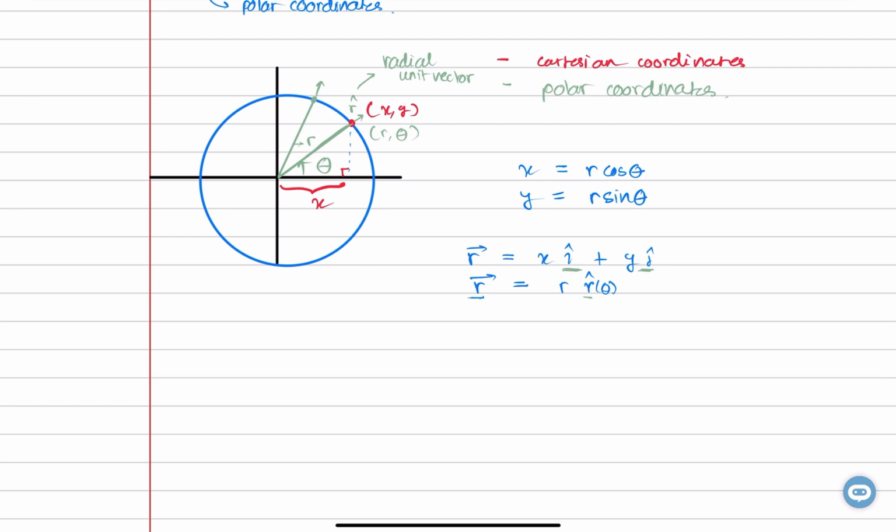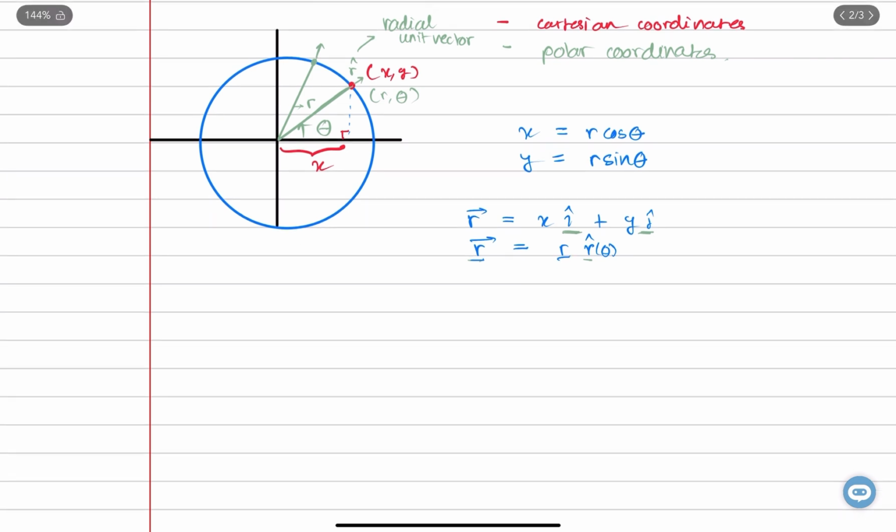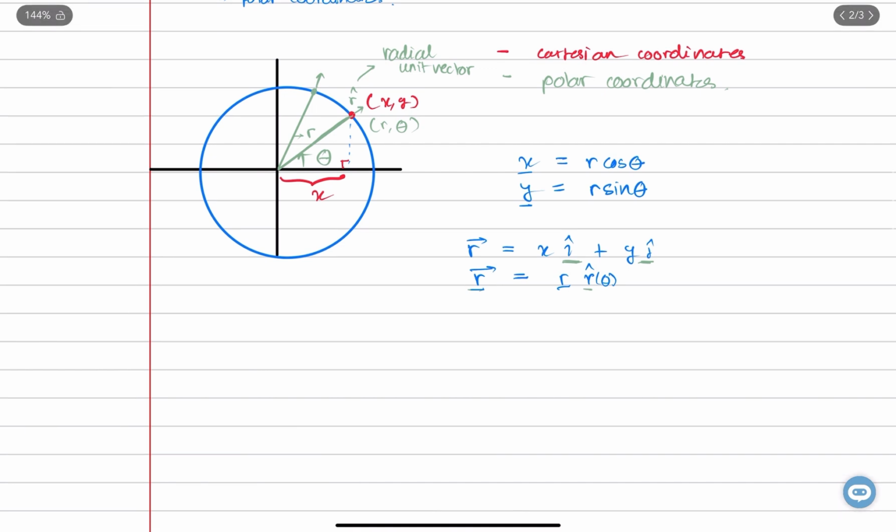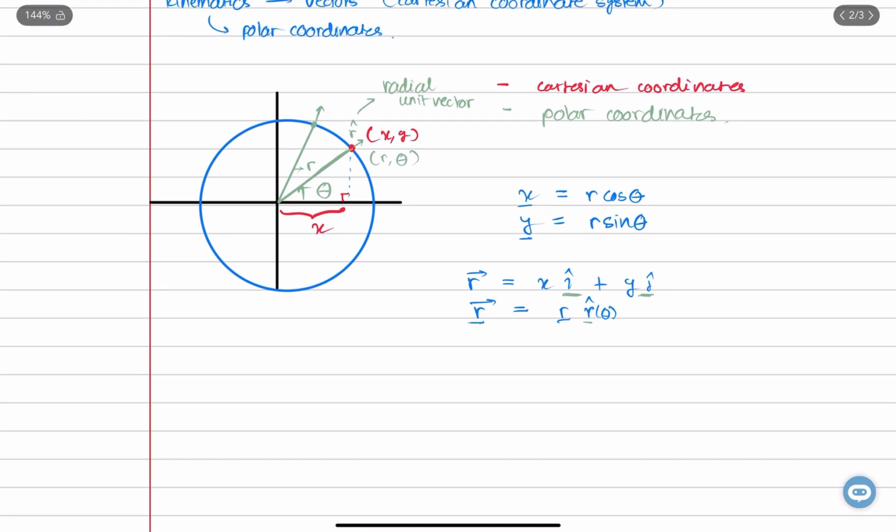And of course, r could also be subject to change in terms of theta. So in Cartesian coordinates, y is the dependent coordinate and x is the independent coordinate. In polar coordinates, r is the dependent coordinate and theta is the independent coordinate. All right. Now, can we find what theta hat is?